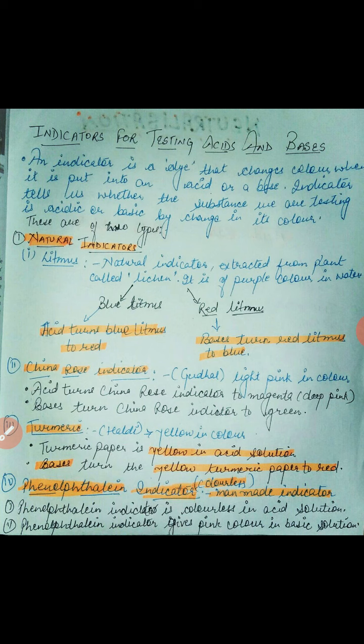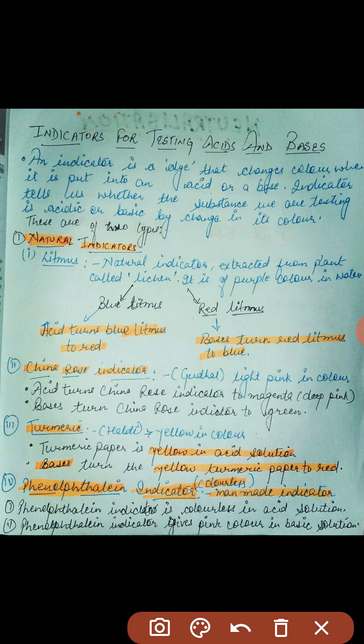So children, an indicator is a type of dye that changes color when it is put into acid or base. So basically it tells us whether the substance we are testing is acidic or basic by changing its color. Students, it is of two types. One is natural indicators and another one is man-made or synthetic indicators.